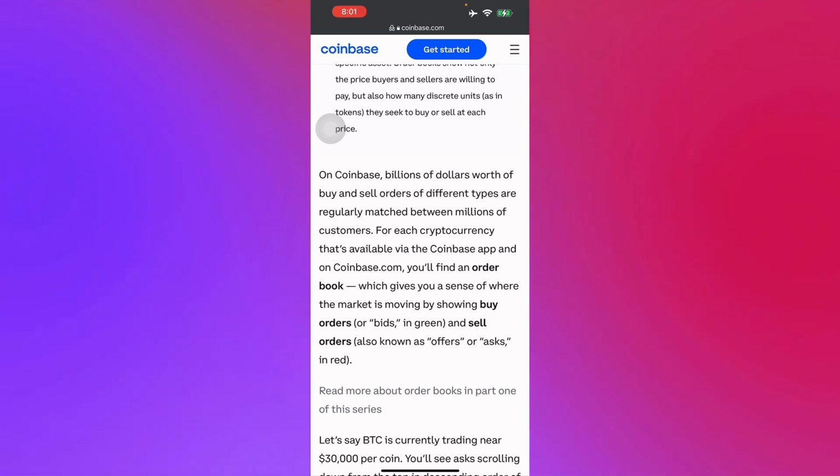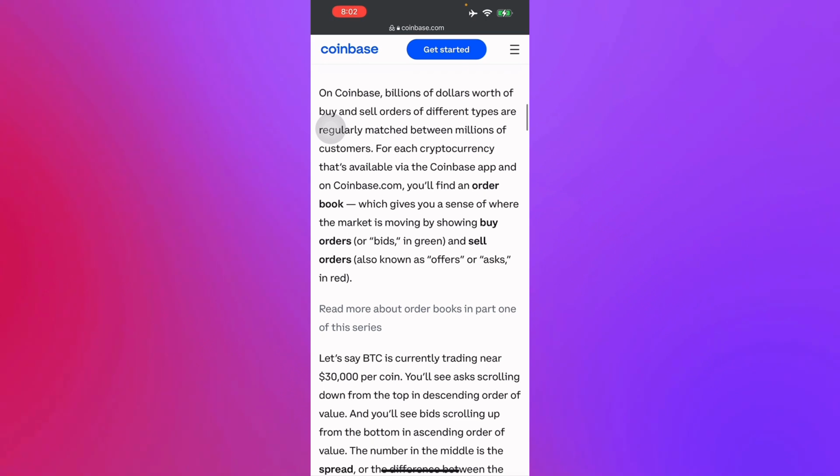So on Coinbase, billions of dollars worth of buy and sell orders of different types are regularly matched between millions of customers for each cryptocurrency that's available via the Coinbase application or coinbase.com. You'll find the order book, which gives you a sense of where the market is moving, and it will show you buy orders or bids in green and sell orders, known as offers or asks, which are colored in red.